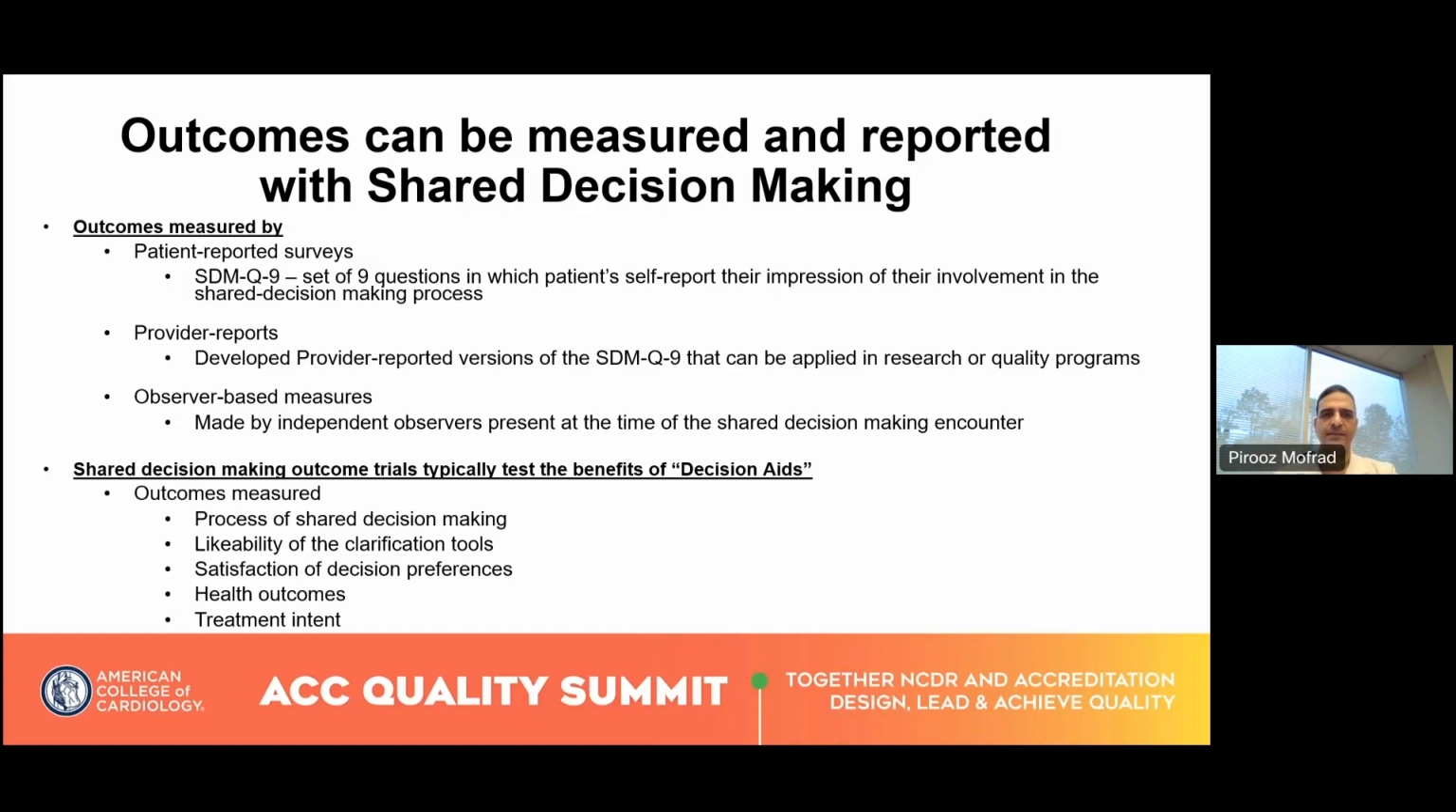And typically, again, decision aids are also judged based on their benefit in the patient's aiding of their decision and long-term outcomes. And again, long-term outcomes include the likability of the decision aid tool, satisfaction with decision preferences, and ultimately the outcome and intent of the treatment. So a complicated list of things.